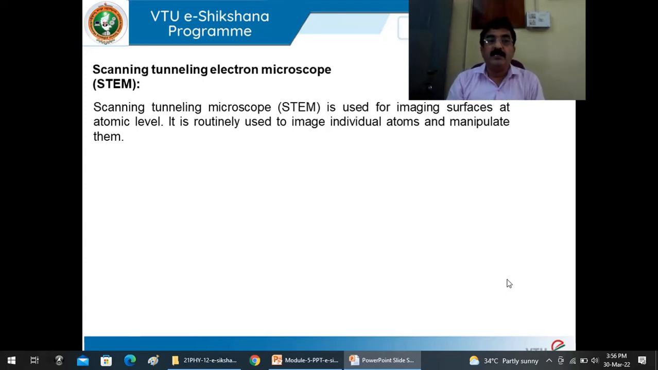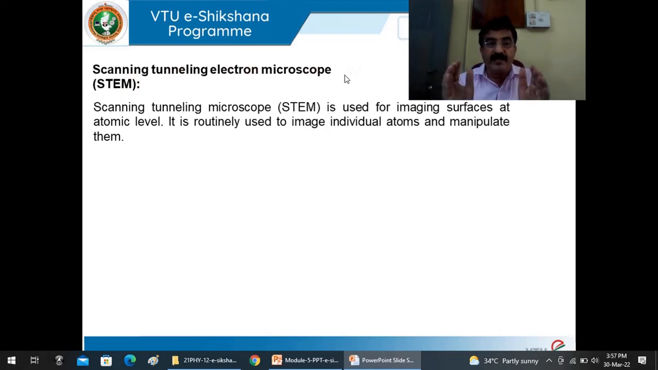So dear students, today I explained mainly the electron microscope. In addition to that, one X-ray instrument also, that is XPS. In my next tutorial, I am going to discuss this particular instrument, that is STEM, scanning tunneling electron microscope.